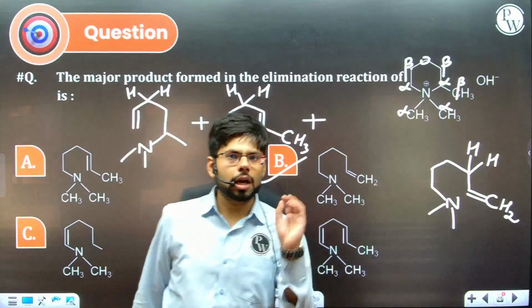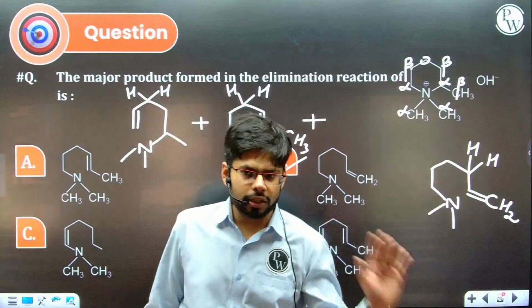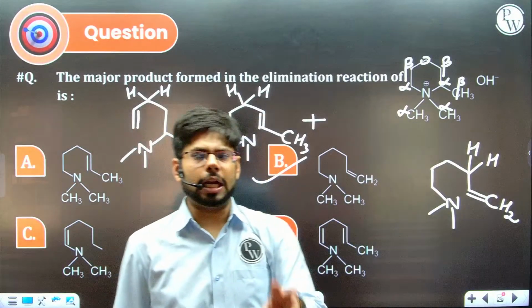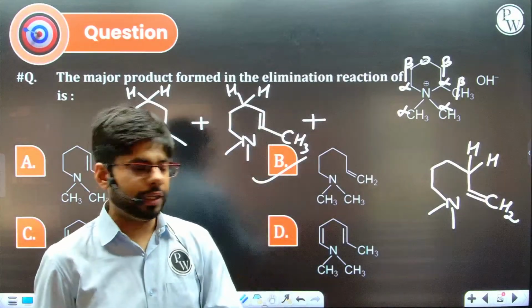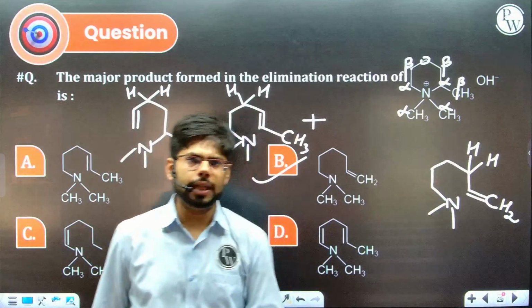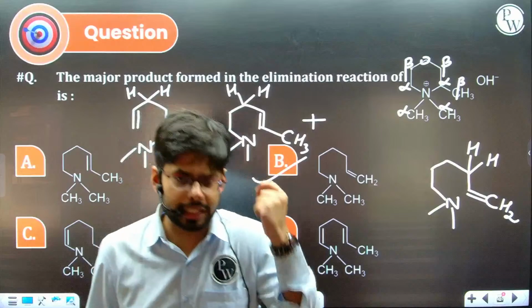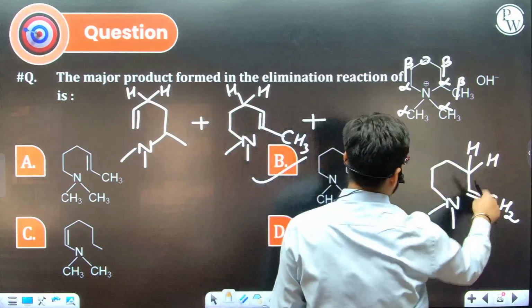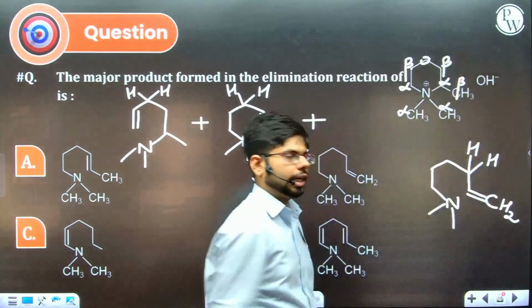So the beta carbon from which you remove the hydrogen atom should not be sterically hindered, should be very easily accessible. That means around it there should not be crowding. There should not be crowding at all, right? And if there is crowding, then we will see where the crowding is minimum. The hindrance should be the least when I'm taking out the beta hydrogen atom. So this will be the major product because this beta carbon is not further connected to anything else.